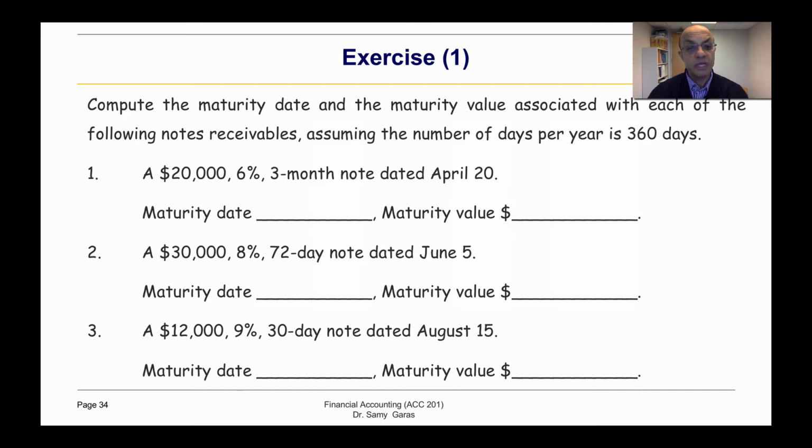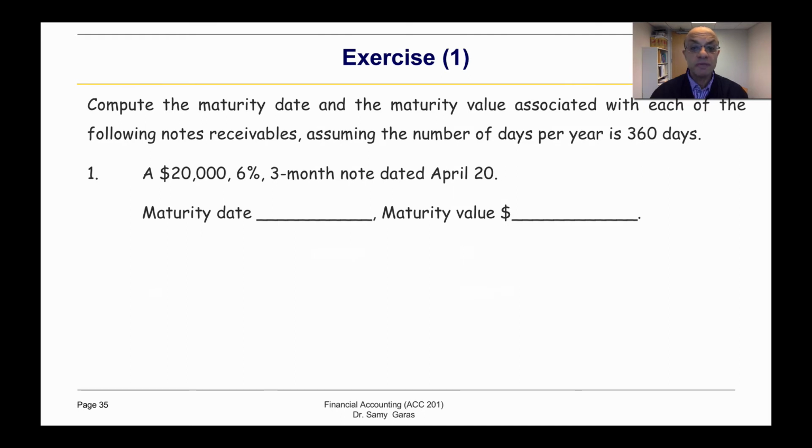One note of $20,000, 6%, with a time period of 3 months, dated on April 20. What is the collection date or the maturity date and the maturity value? Another amount, 30,000, with an interest rate of 8%, but here the maturity period is 72 days, so we count it by days, and it is due on June 5. The third situation, 12,000, 9%, for 30 days, issued on August 15. So how do we do the first one?